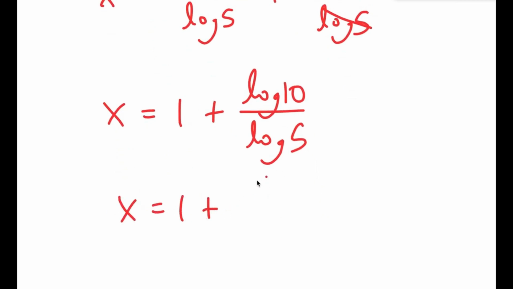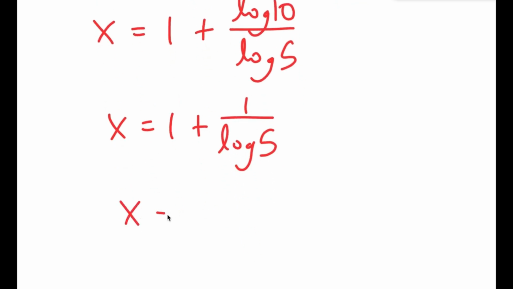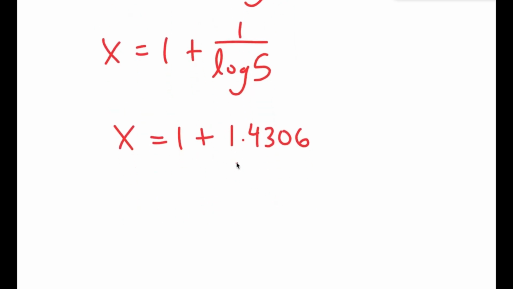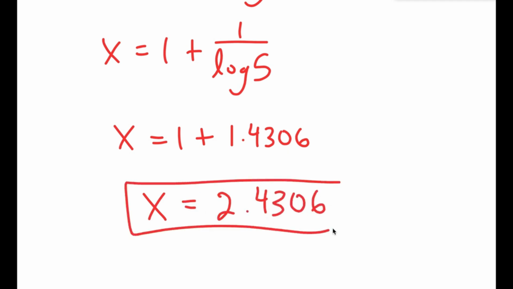Now log 10 is equal to 1, so I get x equals 1 plus 1 over log 5. And 1 over log 5 is equal to 1.4306. So I get x equals 1 plus 1.4306, which is 2.4306. So this is my answer.